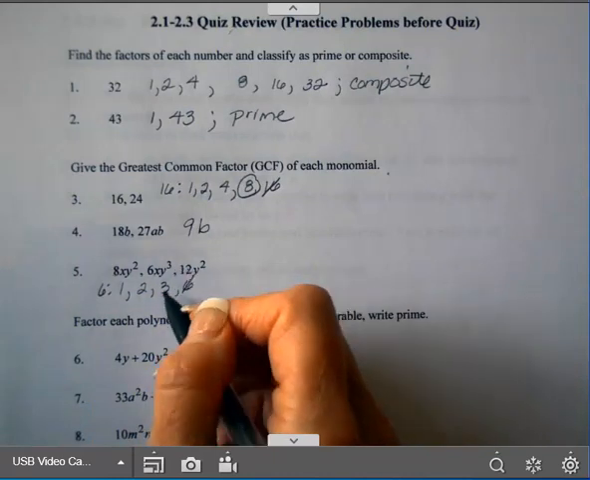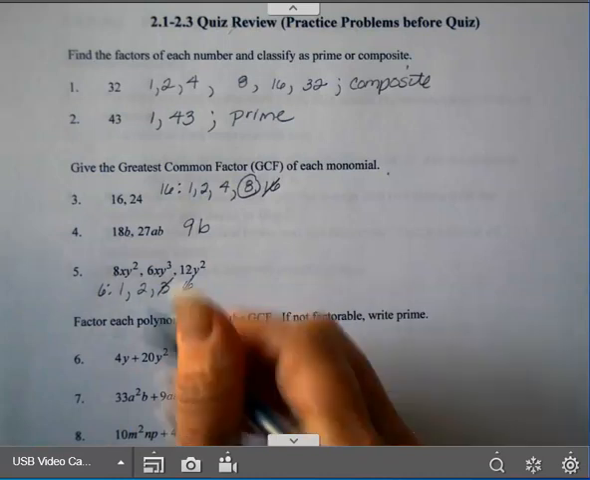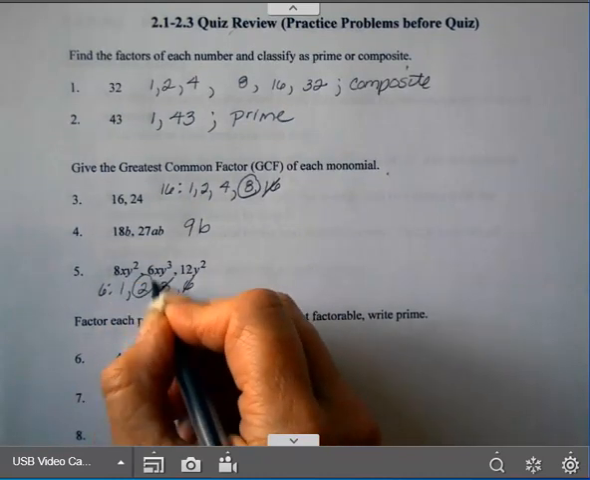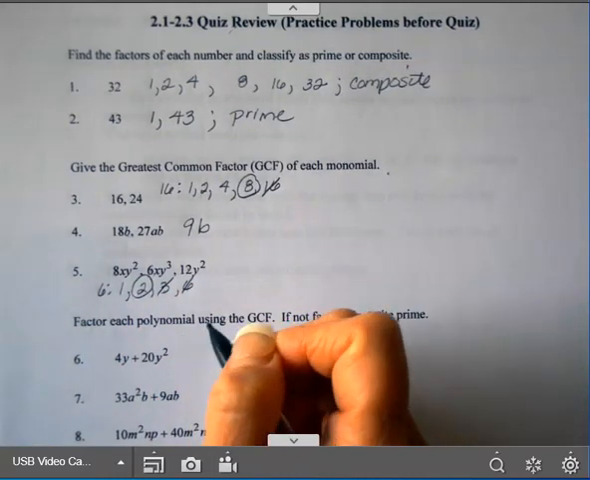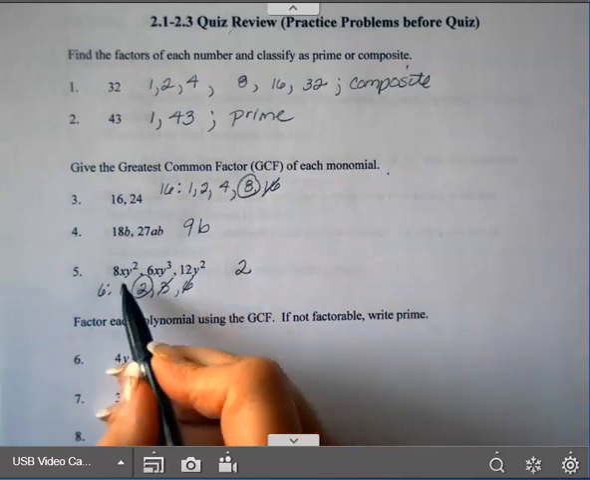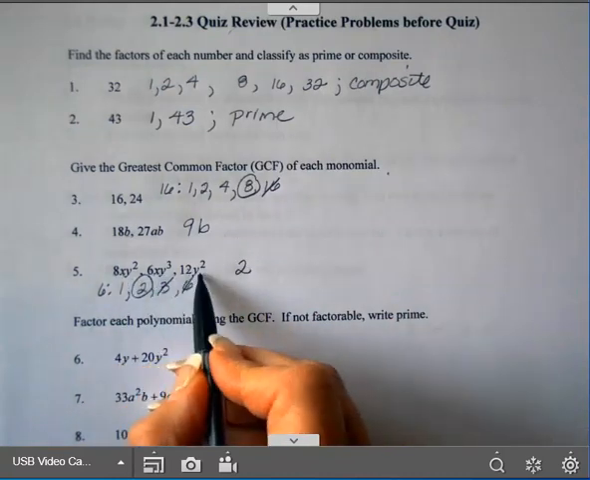3 goes into 12, 3 goes into 6, 3 does not go into 8. Got to get rid of that one. 2 goes into 12, 2 goes into 6, 2 goes into 8. So their greatest common factor for numbers is 2. And let's look at the letters. This one has an X. This one has a single X. This one does not have any X's. So X is not a part of the greatest common factor.